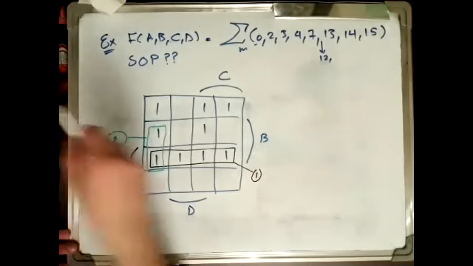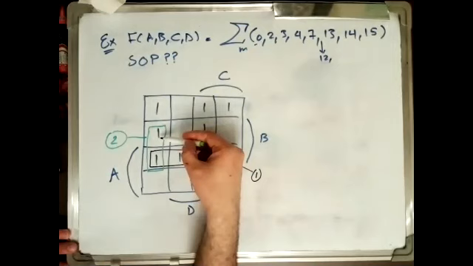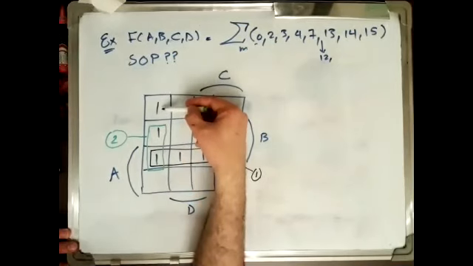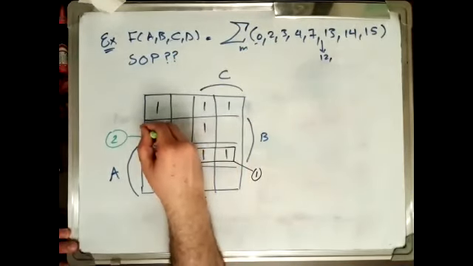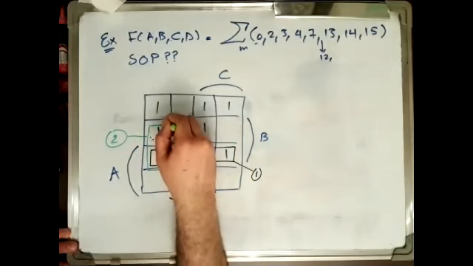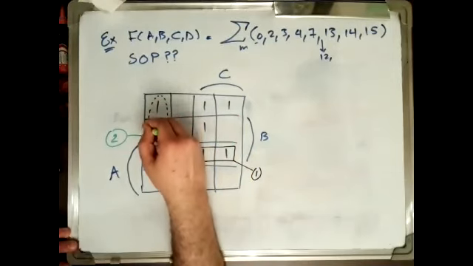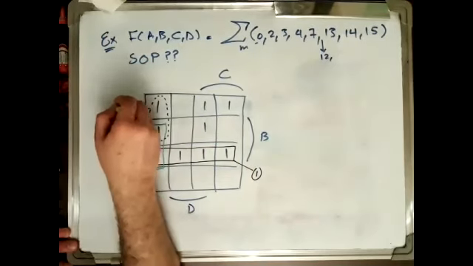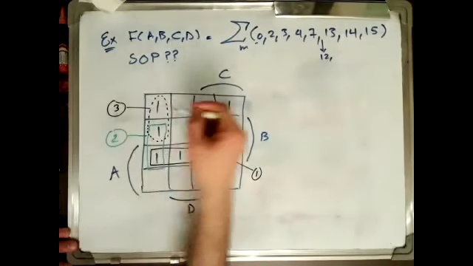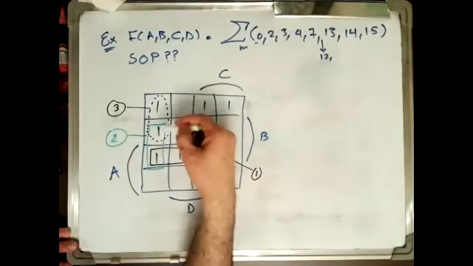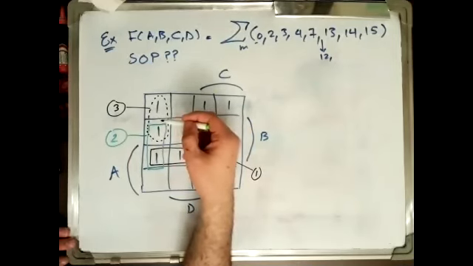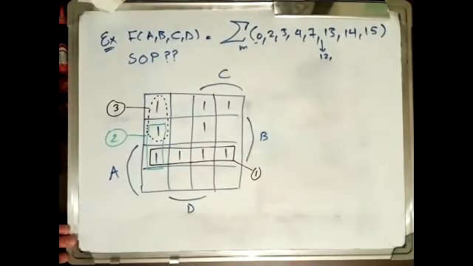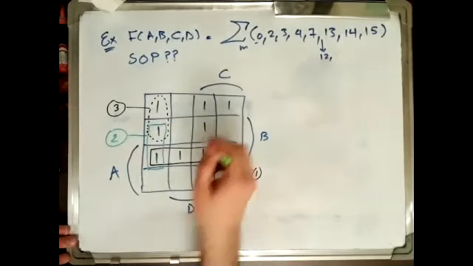However, we have another choice for this one. It is adjacent to this one, so we can combine it with this one. So this is number three. We can't put these three min terms together in one rectangle because it is not a power of two rectangle. So what else?